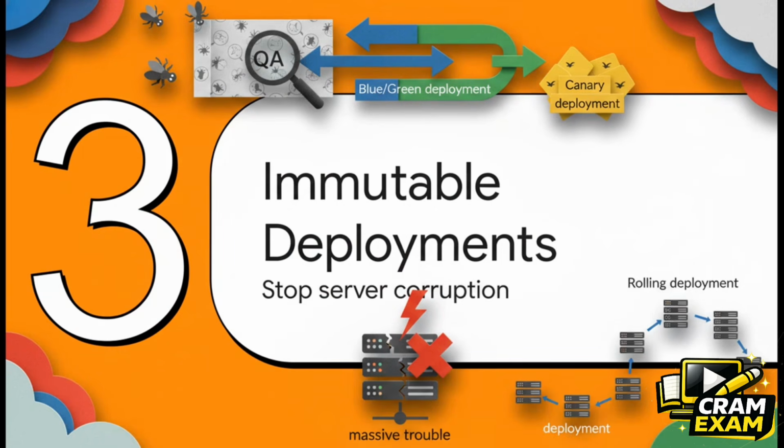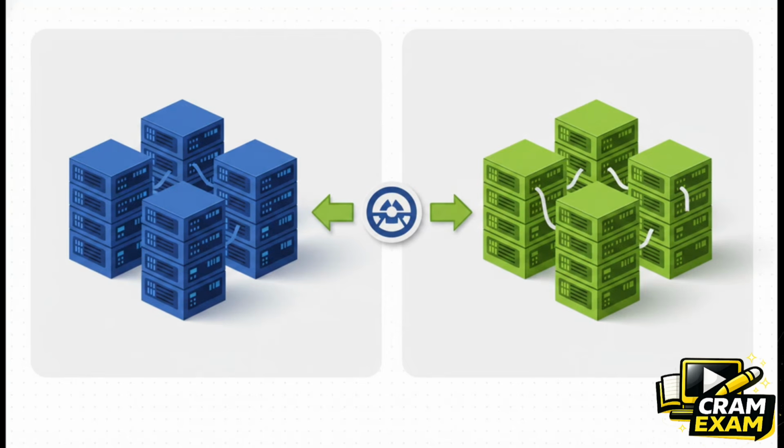Section 3. Immutable Deployment Strategies. Preventing Live Server Corruption. But what if the bug slips past QA? If you're using an in-place deployment, meaning AWS CodeDeploy is installing the new code directly over the top of the old code right on your live servers, you are in massive trouble. If that deployment fails halfway through, your live server is corrupted. Instead, to truly protect your infrastructure, you absolutely must configure deployment strategies like blue/green, canary, or rolling for your application releases.